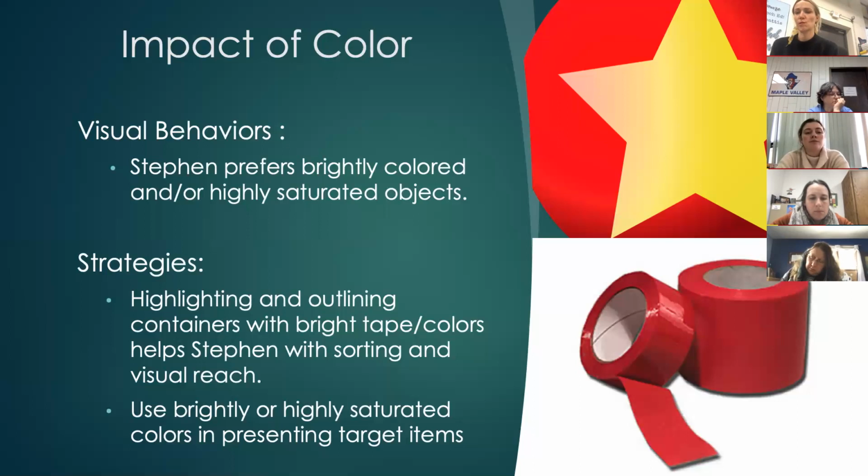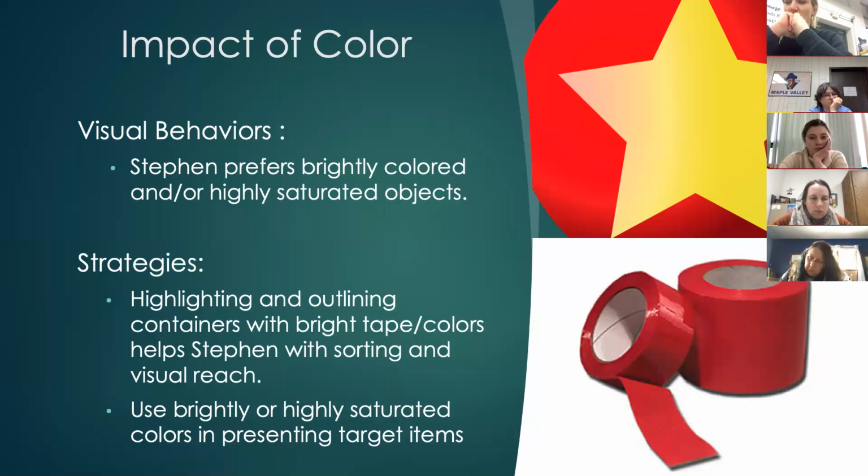The things that I have to share in terms of strategies come from our graduate class group, when people were brainstorming. These are things that a lot of teachers, special ed teachers, just find helpful generally. So you might want to take note of some of these, and maybe you're already using them. Highlighting and outlining containers with bright tape or colors can help Stephen or other kids with sorting or visual reach. Use brightly or highly saturated colors in presenting target items.